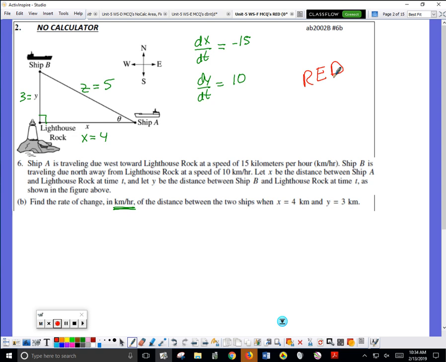Focus. Okay, we've got these two rates written down. We need a third rate, dz/dt, because that's the rate we're supposed to find. We're going to speed up just a little bit, but you'll see it. E stands for what? Equation. So there's no equation yet, so we're stuck. Look.